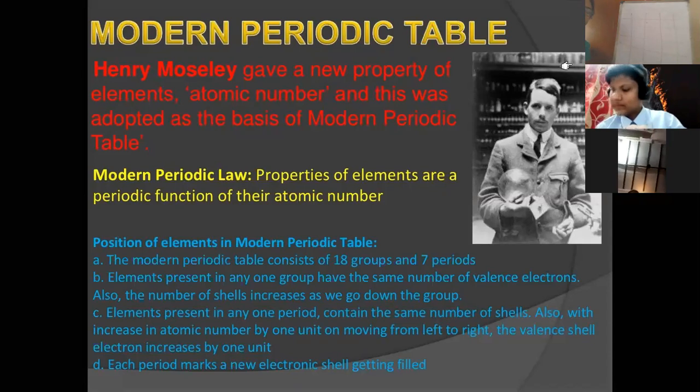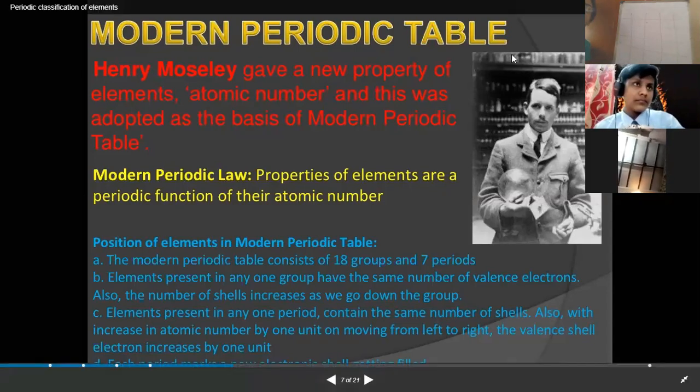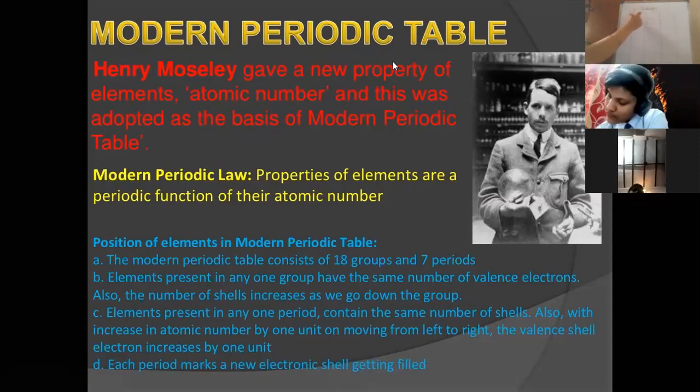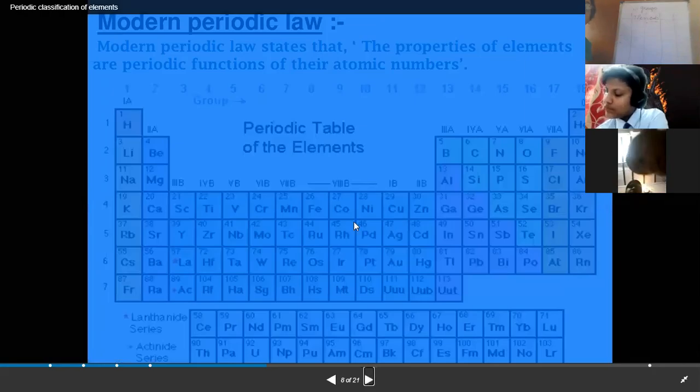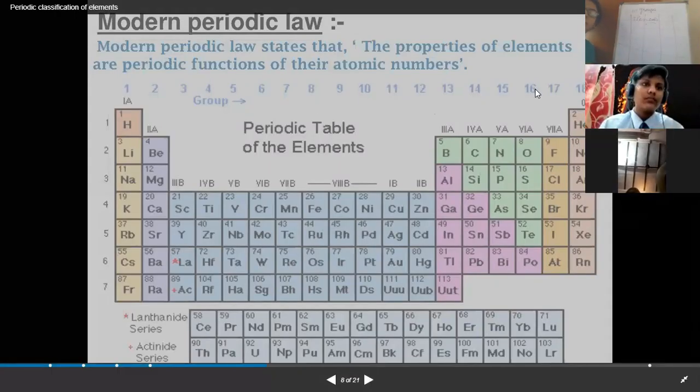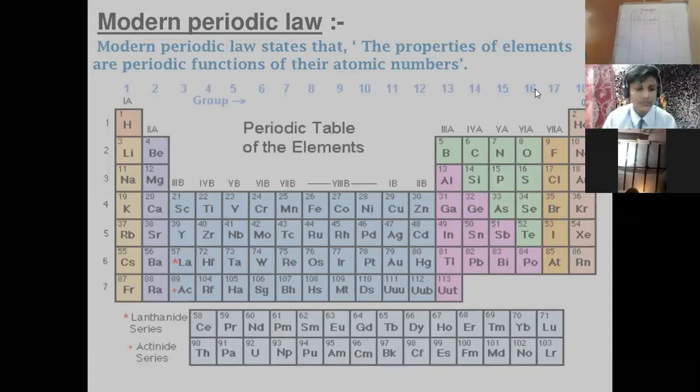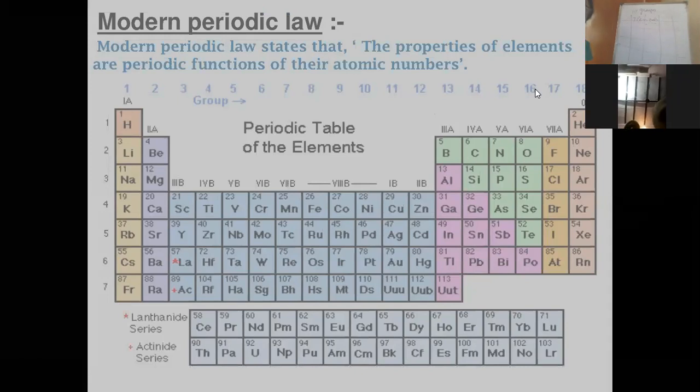In the modern periodic table, we are having what? 18 groups and 7 periods. Out of them, there are certain which we call short periods, and certain which we call long periods. You can see that there are 18 vertical columns which we call groups, whereas 7 horizontal rows which we call periods. There are very short periods also, and then long periods, right? What is now a very short period?